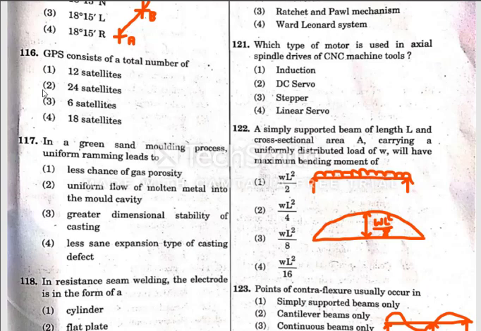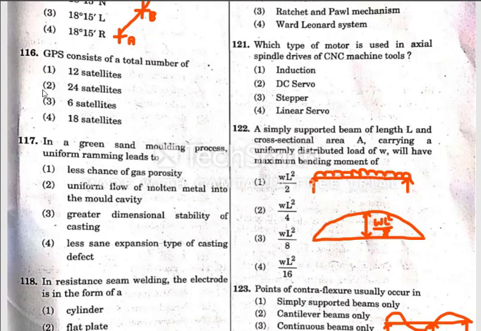And the next question, in a shaper machine, the mechanism for tool feed is ratchet and pawl mechanism. Ratchet and pawl mechanism is the correct answer for this question. And the next question, which type of motor is used in axial spindle drives of CNC machine tools? DC servo motors are generally used in axial spindle drives of CNC machine tools.